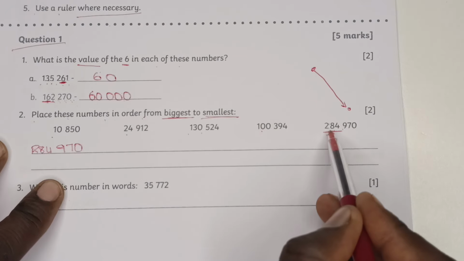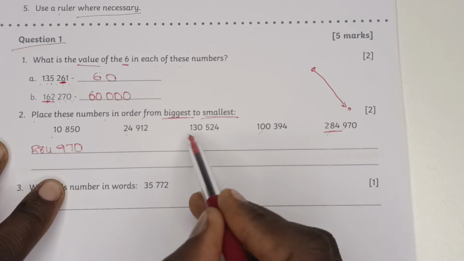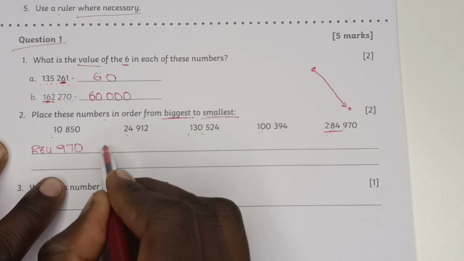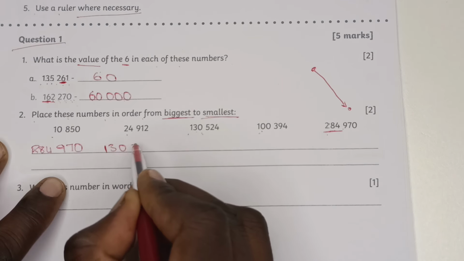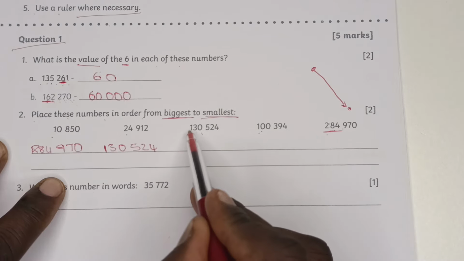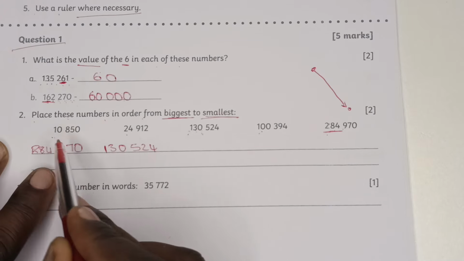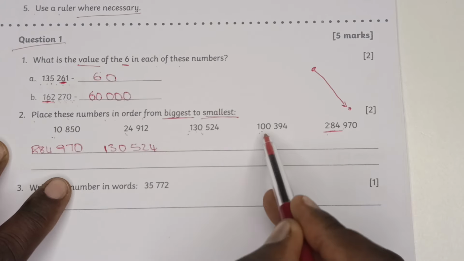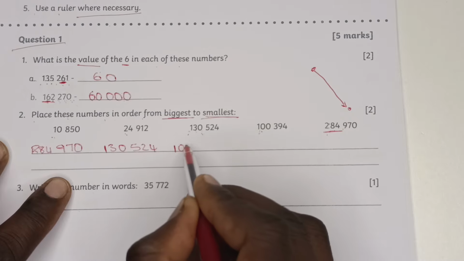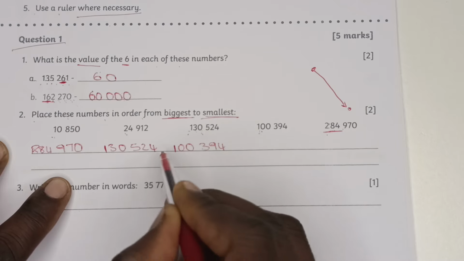So which one follows 284,000? Is it 100,000? No. Is it 130,000? Yes. So the second one is 130,524. So which one follows after 130,000? Is it 10,000? No. Is it 24,000? No. Is it 100,000? Yes. So 100,394.